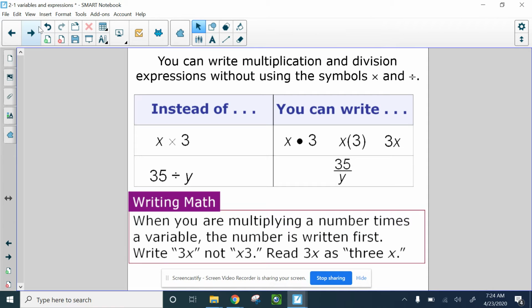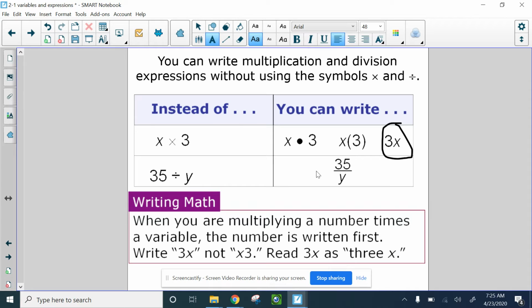Again, before we get started, just keep reminding you, instead of writing x times 3, that looks funny, I could write x dot 3. I can write it using parentheses, but what you're going to see most of the time is it written as 3x. Again, when dealing with division, instead of writing 35 divided by y, I'd write that as 35 over y as a fraction. And they almost always put the number written first when you're multiplying.